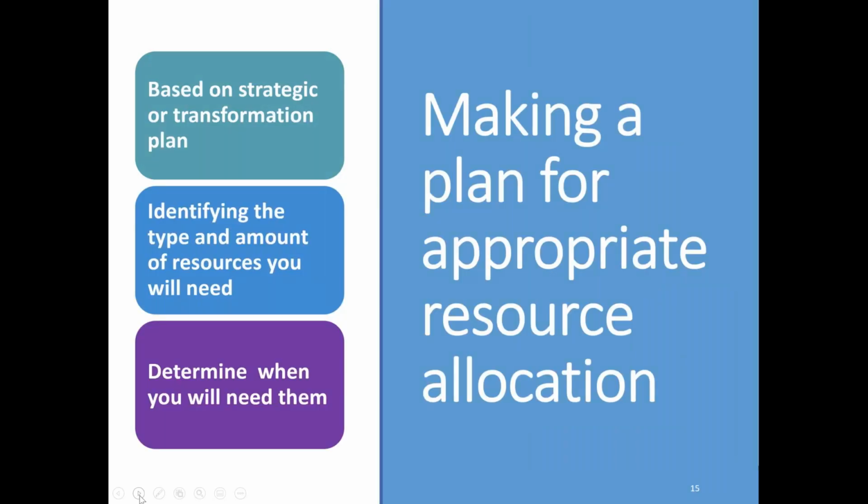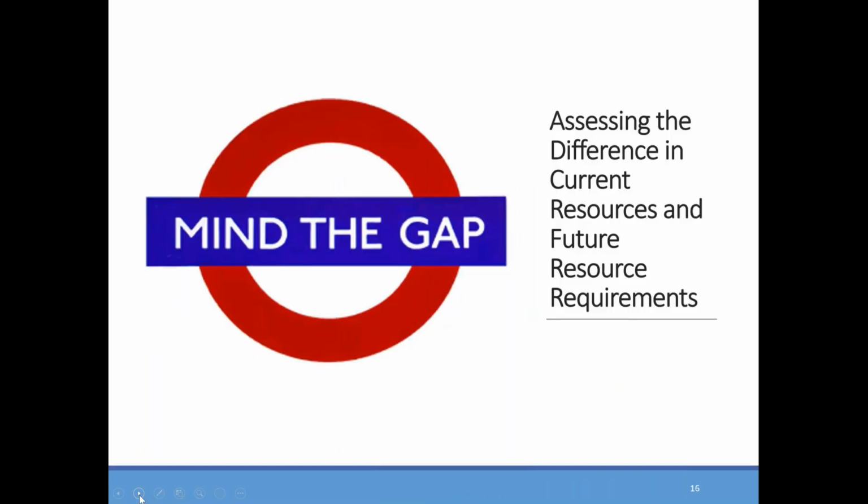So basically, the way that you make a plan for appropriate resource reallocation or allocation is, as I said before, think about that plan that you're developing, identify the type and amount of resources that you need based on that timeline, and based on that timeline, determine when you'll need them. That then helps you know when you need what and how you're going to need to get them online at the right time.